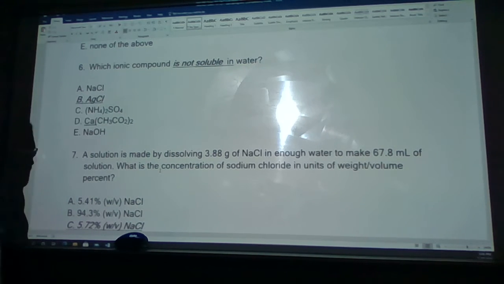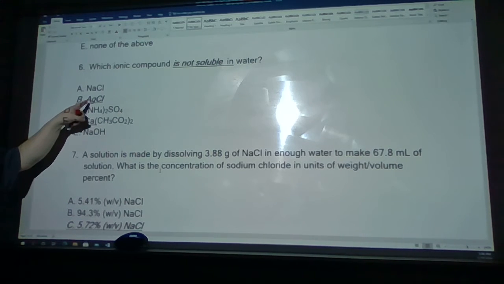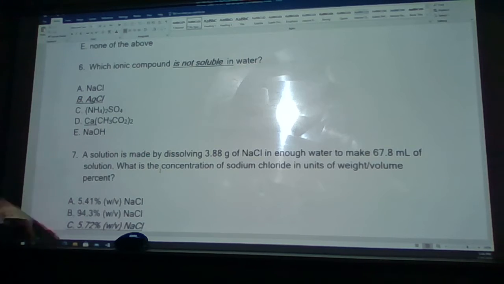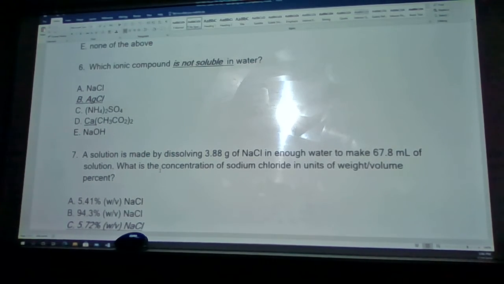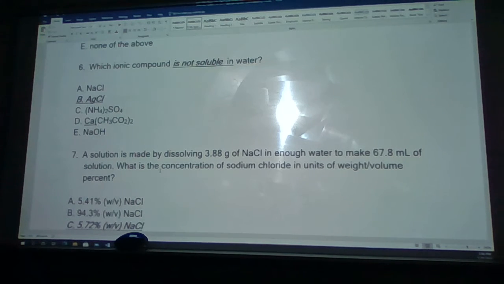Neither silver nor chlorine is in that first bubble. Go one to the right, to the middle. Is either the silver or the chloride in that middle bubble? Yes, it is. Drop down. Is this chloride paired with silver, mercury, or lead? Yes, it's paired with silver. This is insoluble.